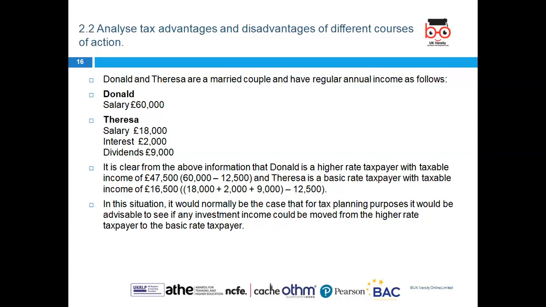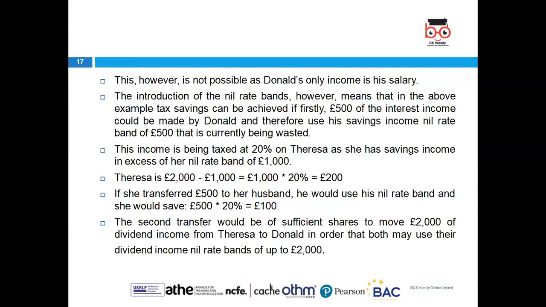So in this situation, for tax planning purposes, it would normally be advisable for the investment income to be moved from the higher-rate taxpayer to the basic-rate taxpayer. So husband and wife can transfer these around, and that will help to reduce the tax bill overall. Okay, so we will look at this scenario.